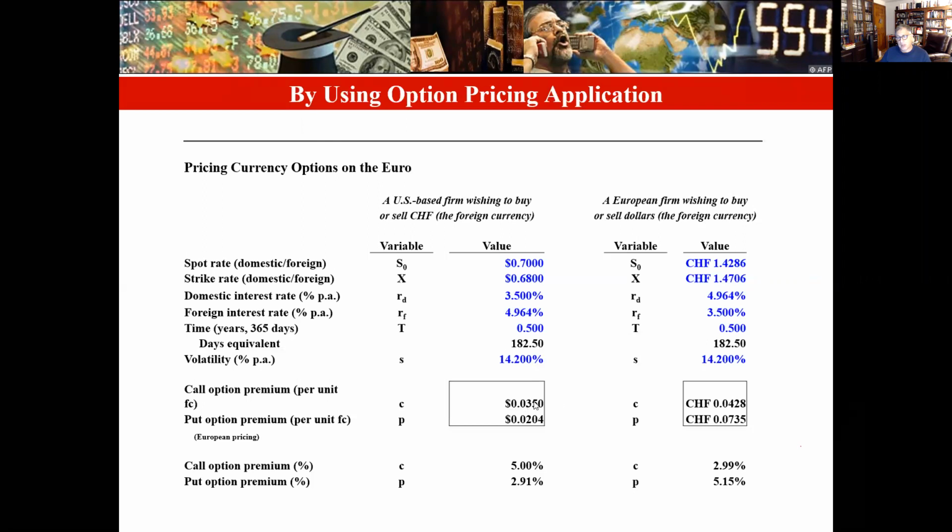When we use the pricing formula, we get 3.5 cents, which is very similar to the calculation we had earlier. So the call option is 3.50 cents, and the put option is almost 2 cents. We calculated both of these earlier. So this is the use of a spreadsheet to calculate the option price. I'm going to show you maybe more of this later on when we meet.